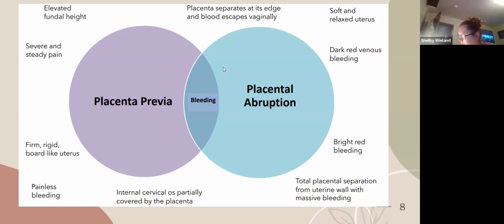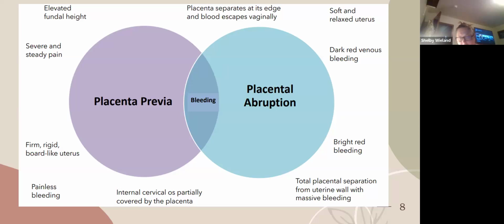Can you go back over which one belongs where? Sure. Bright red bleeding goes with placenta previa, right? Bright red is with placenta previa, yes. And dark red is with placental abruption. Yes, because placenta previa is more oxygenated blood coming straight from the maternal side of the placenta. So that's why it's bright red. Okay.